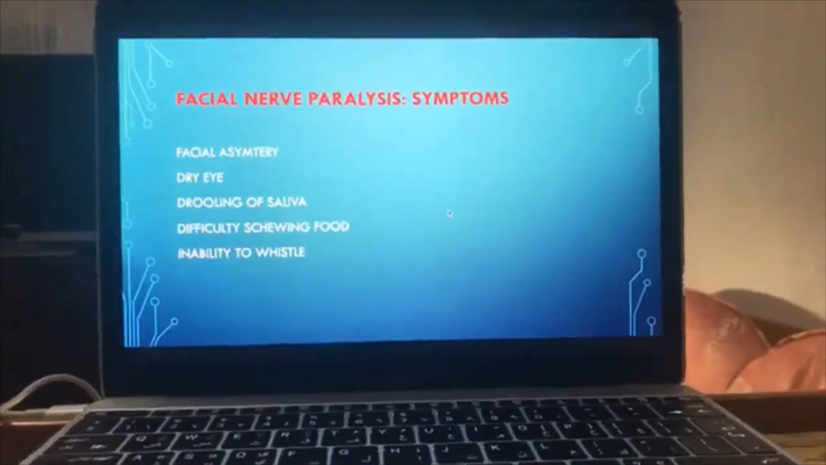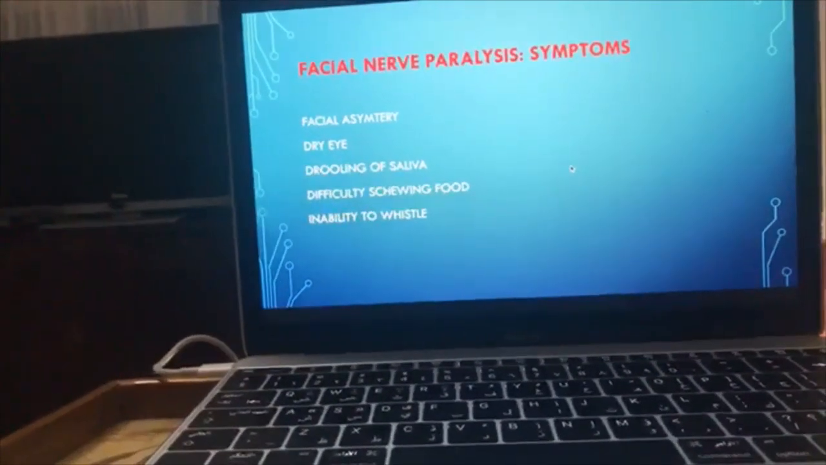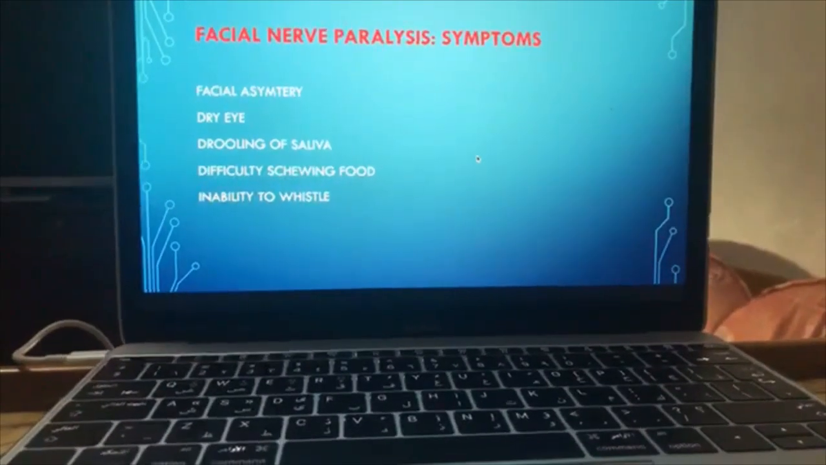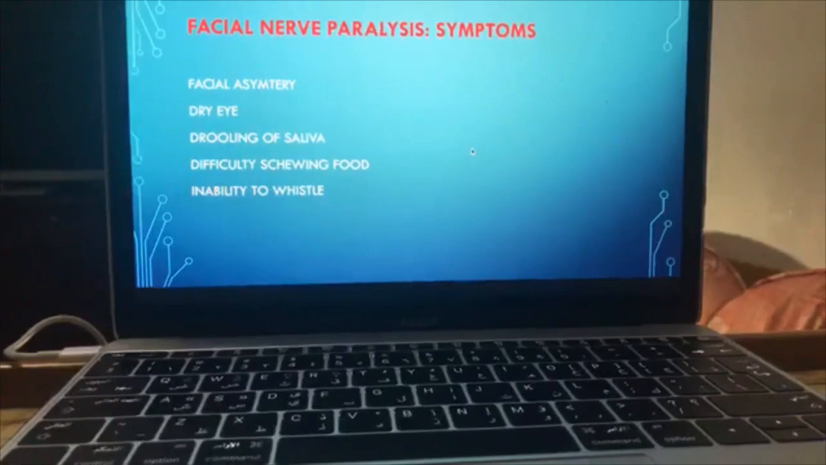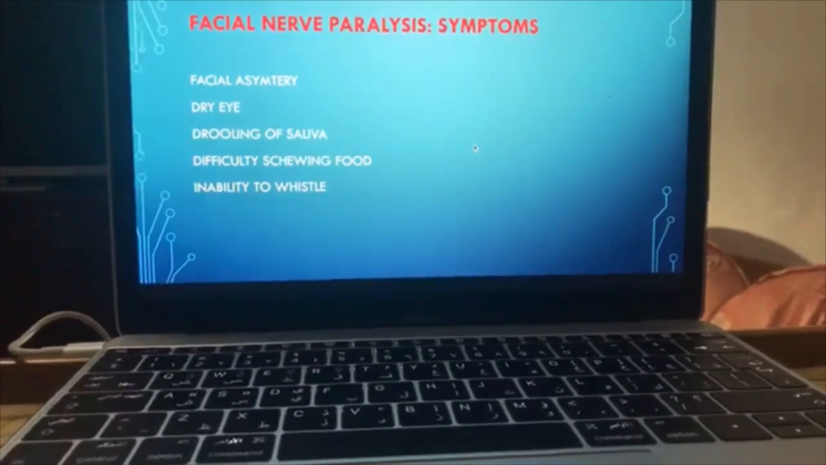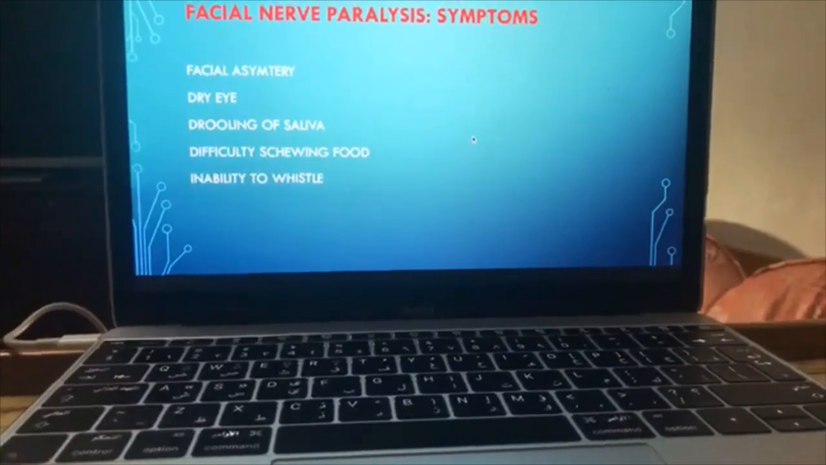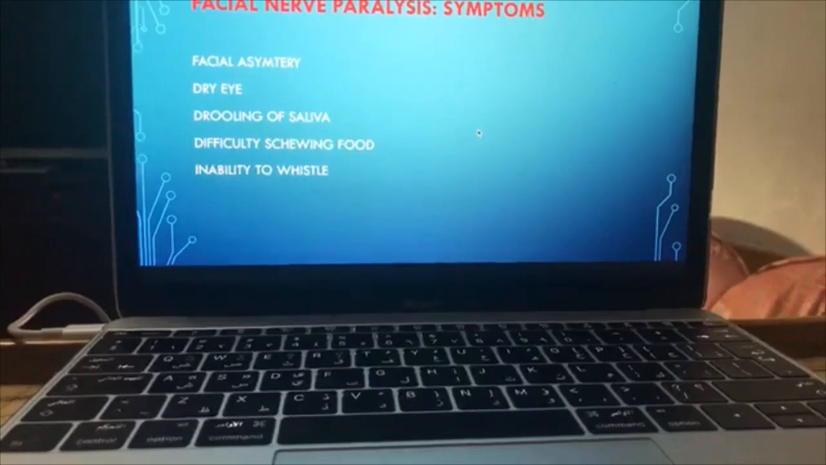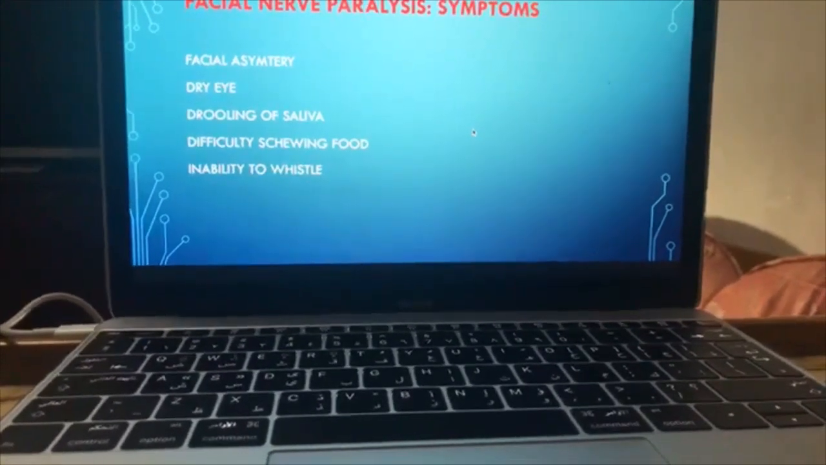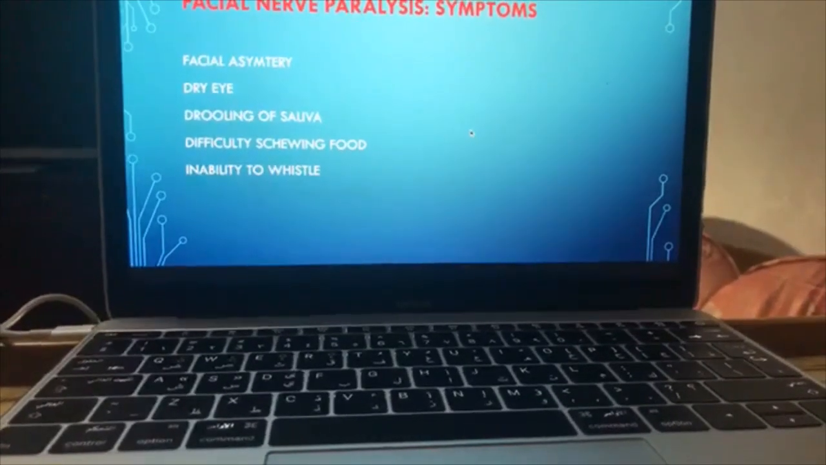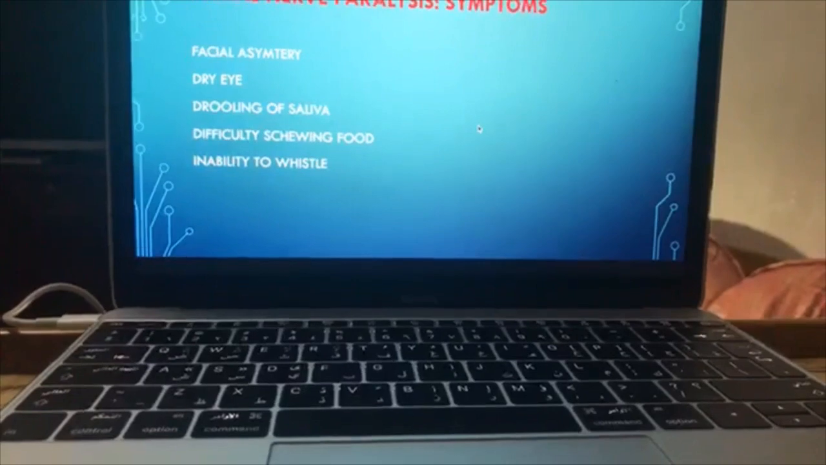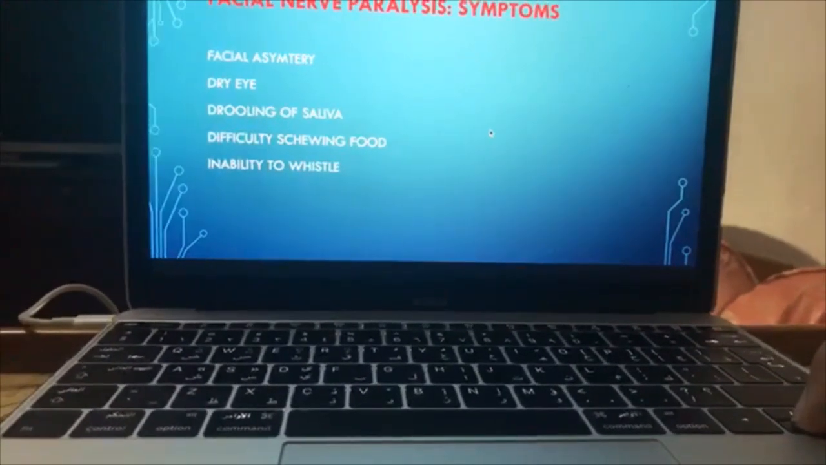The symptoms collectively can be said as facial asymmetry, right or left side, dry ear if the greater superficial petrosal is involved, drooling of the saliva because of the poor control of the orbicularis oris, difficulty of chewing food because of the inability to keep the vestibule of the mouth closed to allow creating and managing the food bolus between right and left without being expelled outside of the mouth, as well as for those who can whistle, the loss of ability to whistle with using their lips.